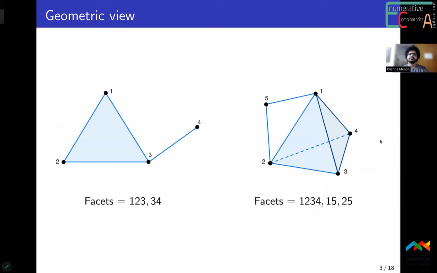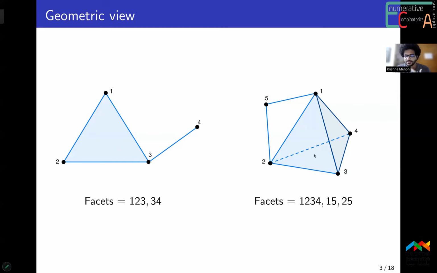Okay, so we'll also need a geometric way of looking at simplicial complexes. And the way we do that is as follows. For the simplicial complex, we choose a point in some Euclidean space for each vertex. And if a bunch of vertices forms a face, then those corresponding points in the Euclidean space form the vertex set of a simplex. So for example, here 1, 2, 3 is a face. So the vertices 1, 2, and 3 are the vertices of a two-dimensional simplex, a triangle.